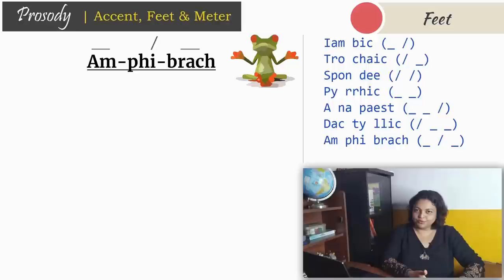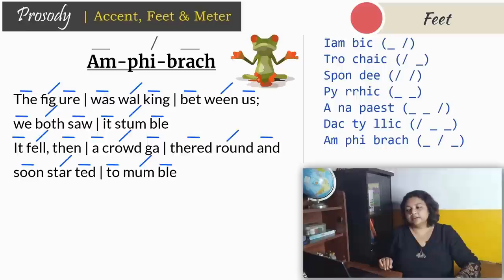Amphibrachs are very unusual if you are using them for the whole poem. Comparatively, anapaest and dactylic are okay if you are using them for the whole poem. But amphibrach for the whole poem is usually not found. But I have found an example for you. The figure was walking between us. We both saw it stumble. It fell. Then a crowd gathered round and soon started to mumble. So it doesn't sound very rhythmic, but it has a very peculiar kind of sequence going on. Okay, so I'm breaking it up for your convenience.